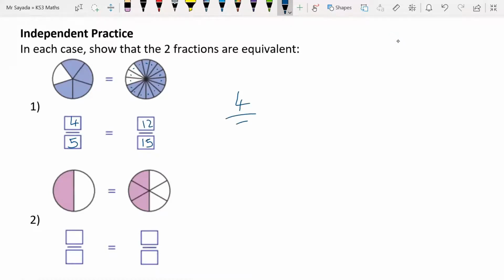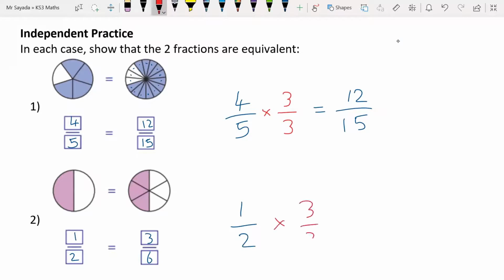Then I need to show that 4/5, both top and bottom, has been multiplied by 3. Please be clear. I'm not multiplying 4/5 by 3. That's not what's happening. I'm just multiplying the numerator by 3 and the denominator by 3. Let's do the next one. That's 1 over 2, and this one is 3 over 6. And then I show that 1 over 2 times 3 over 3, because both numerator and denominator have been multiplied by 3, equals 3 over 6.